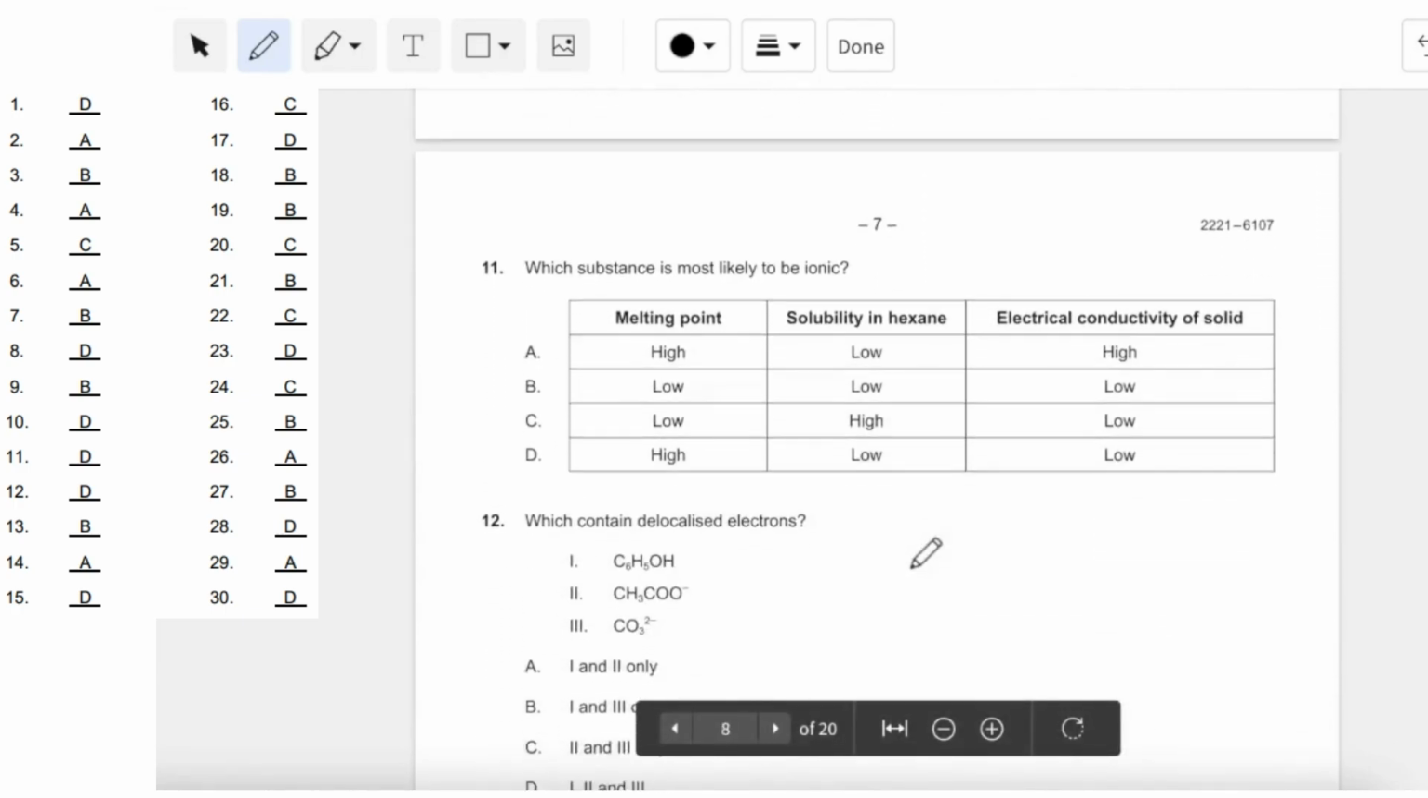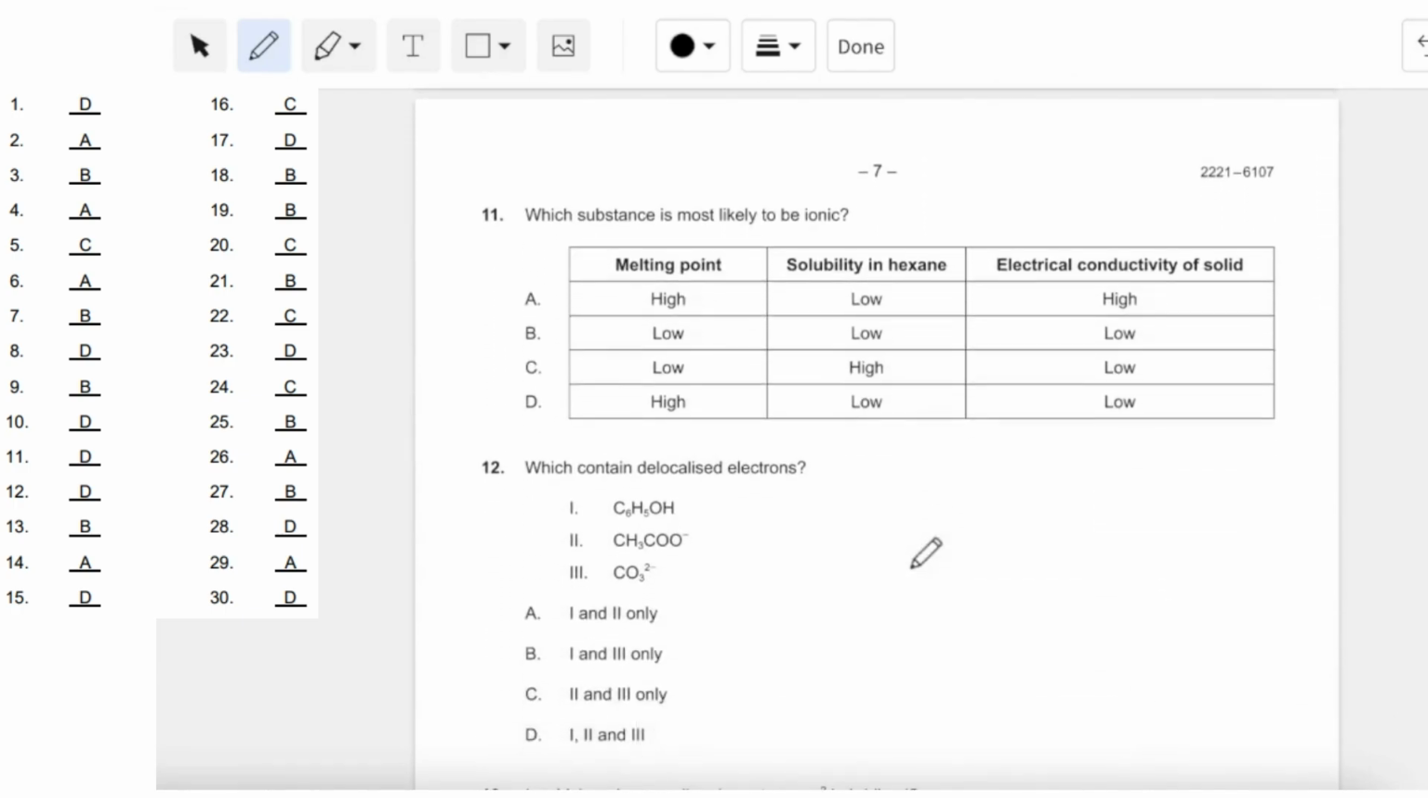Let's go to number 11. Which substance is most likely to be ionic? An ionic compound, as you know, is able to conduct electricity, so conductivity will be high, but the thing is here it's solid. An ionic compound is able to conduct electricity only if it's melted. So high conductivity, of course, is not the case here.